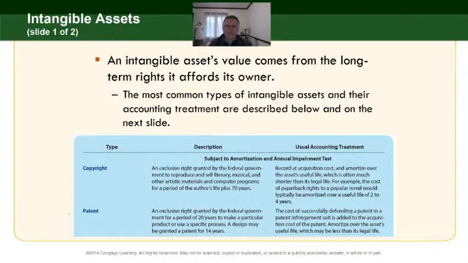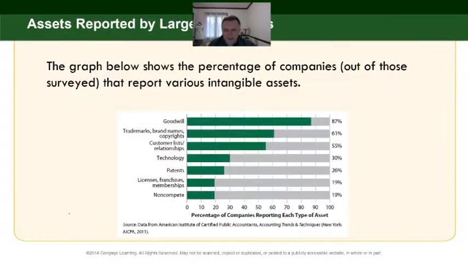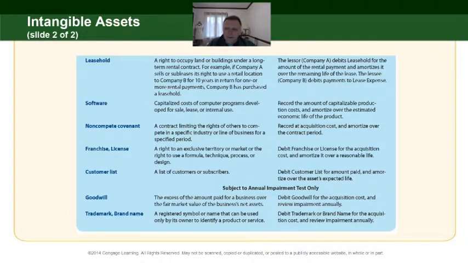Let's talk quickly about these intangible assets that many companies carry. In fact, all companies have some form of these. There are copyrights, patents, leaseholds, software, trademarks, and that sort of thing, and even goodwill is another one of those. Oddly enough, your customer list could also be something that's an intangible asset that you may want to consider.